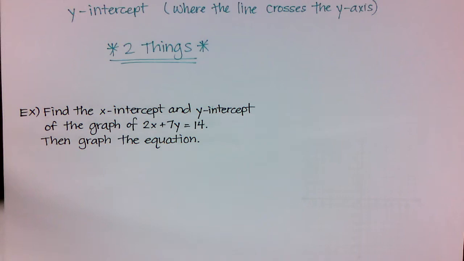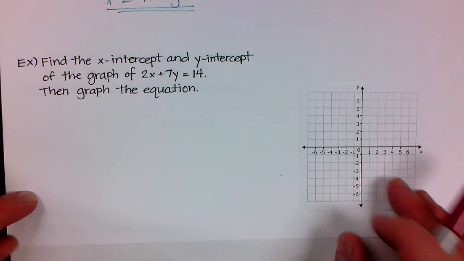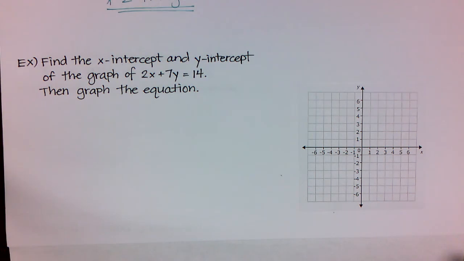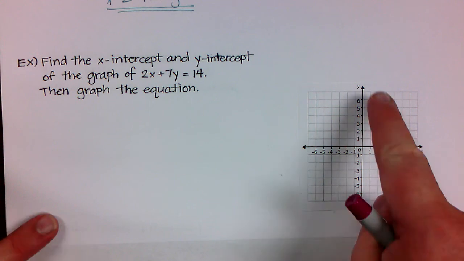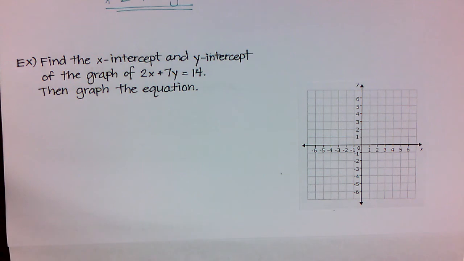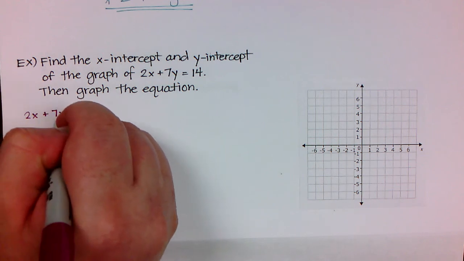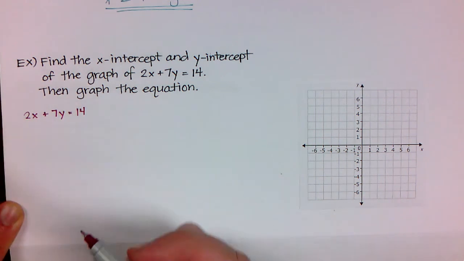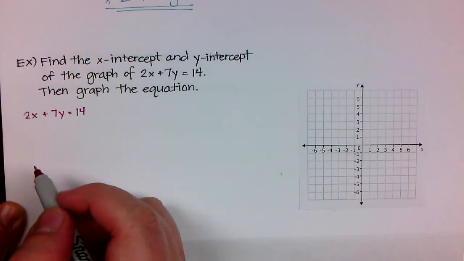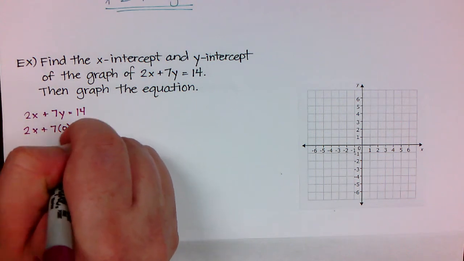It says to find the X-intercept and the Y-intercept of the graph of 2x plus 7y is equal to 14, and then it wants us to graph the equation. So it's not like we have a picture and we can just look at where the line is crossing the y-axis or where the line is crossing the x-axis. We can do all of this just using some algebra. So what I want you to do first is to write the equation again. 2x plus 7y is equal to 14. If I'm looking for the x-intercept, I'm going to replace the y with the number 0.